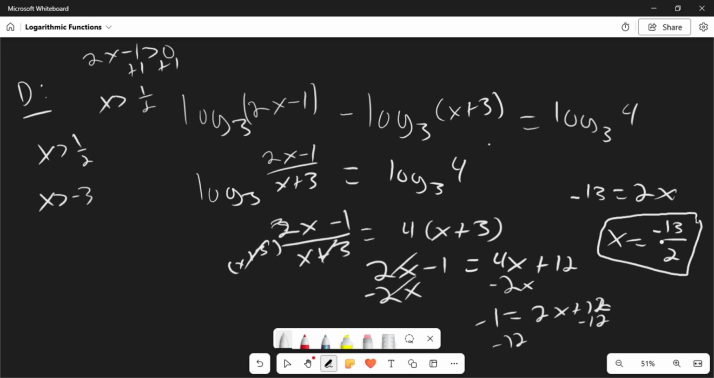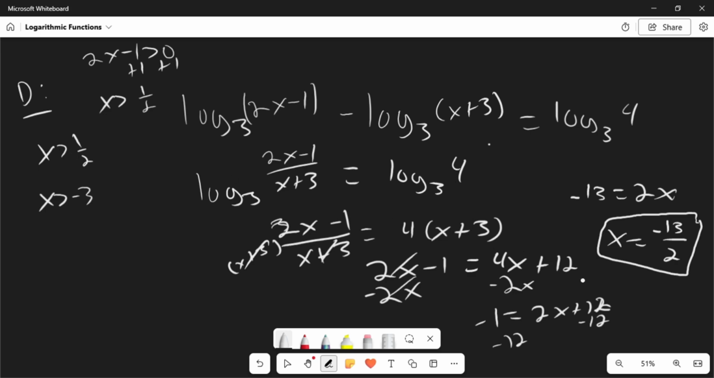So is this solution here greater than 1/2, and is it greater than -3? Well, from the first one, we can see that it is not greater than 1/2 because it is a negative, and this is a positive 1/2. Okay, so -13/2 is like -6.5, and -6.5 is also less than -3, and it's less than 1/2.